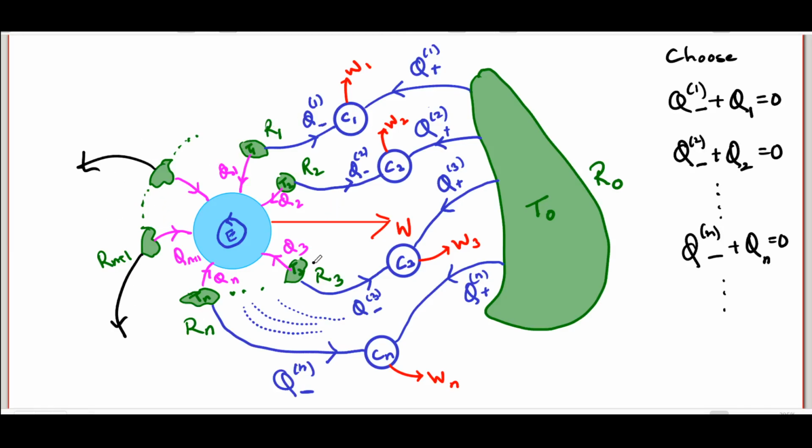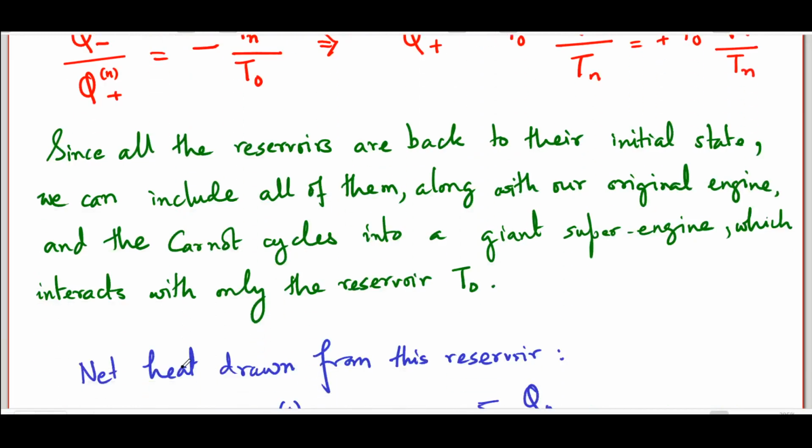So we can put all of these reservoirs as parts of the working substance of a bigger engine. Not only that, all these Carnot cycles that we are using here are also all reversible cycles. So the working substance of each of these has also gone back to its original state. So at the end of the day, we can include each and every one of these, the original engine, all these reservoirs, and all these Carnot cycles as part of a big super engine.